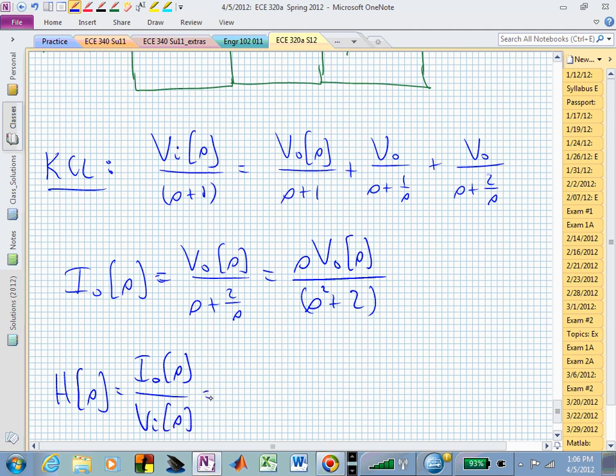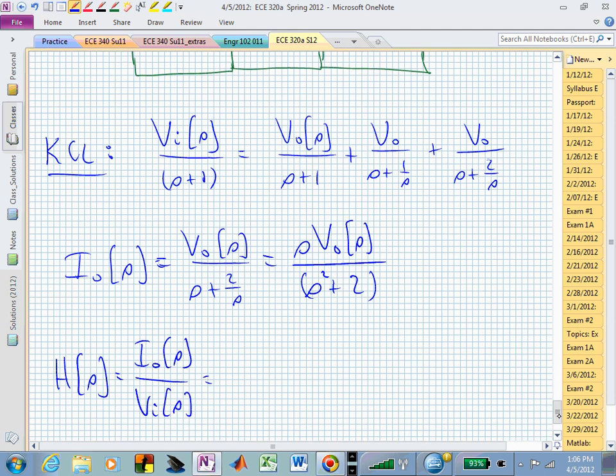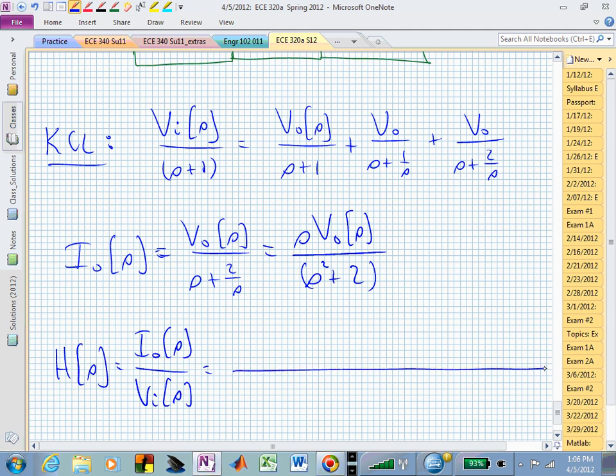I want you guys not to be bored tonight, so you can go through this algebra. And you end up with the following. You have s squared plus 1, and here you have 3s to the 4th plus 2s cubed plus 6s squared plus 3s plus 2.